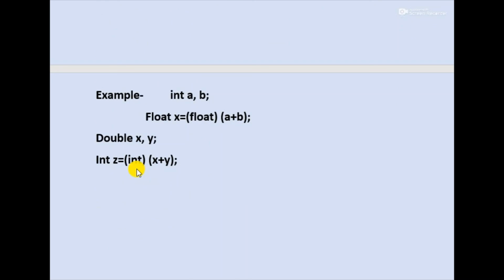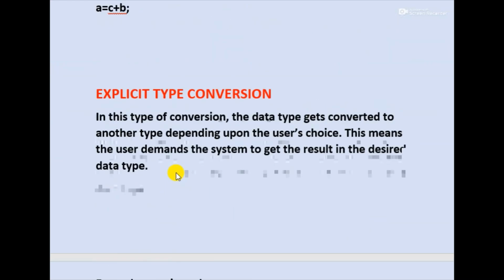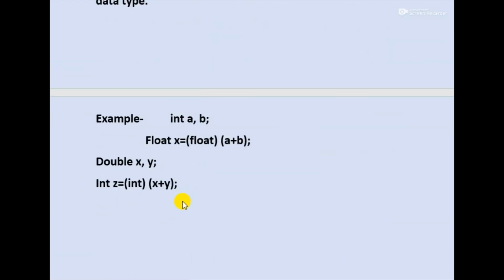One more example is double x, y. So here x and y are two variables of double data type. And again we can see x plus y is the expression. This x plus y expression will give the result in double data type, but we want the result in int data type. So before the expression we use the int data type within brackets. Now I will show you this explicit type conversion using a Java program.